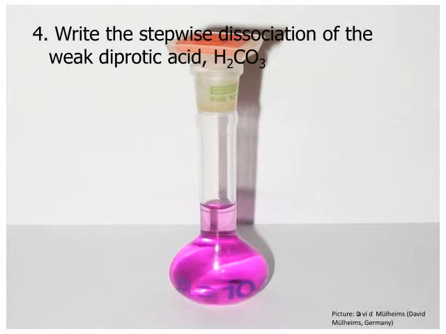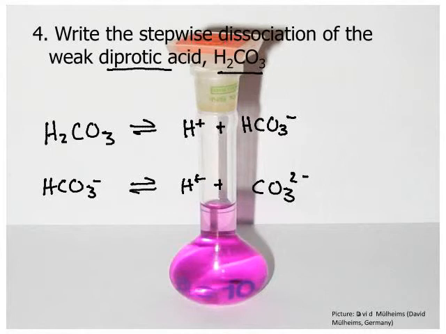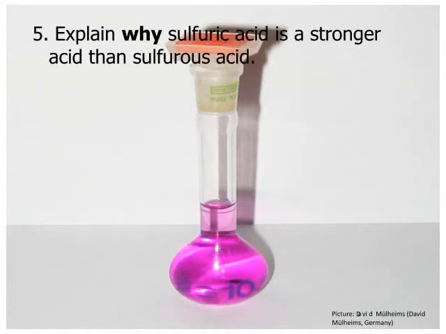Number 4, write the stepwise dissociation of the diprotic acid H2CO3. Remember, diprotic acids or triprotic acids break apart one step at a time. So you say H2CO3, it's a weak acid, double arrow, makes H positive plus HCO3 negative. And then we can say HCO3 negative breaks apart into H positive, and then the carbonate ion, CO3 2 minus. Kind of simple on these particular problems.